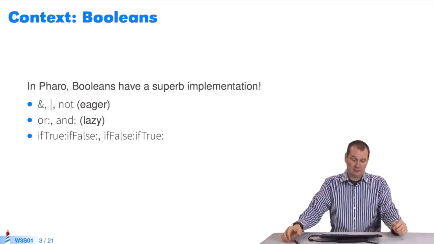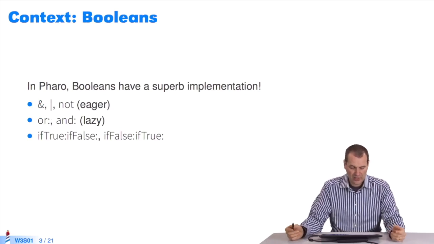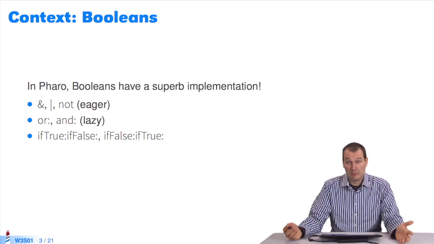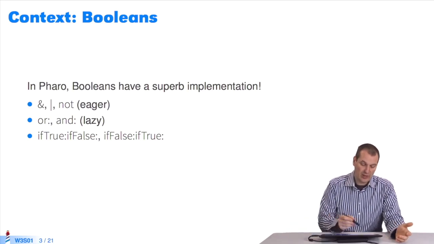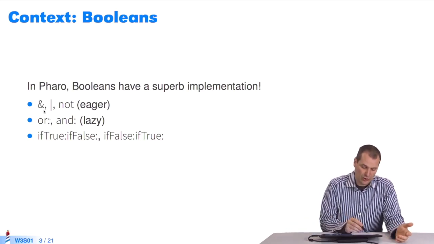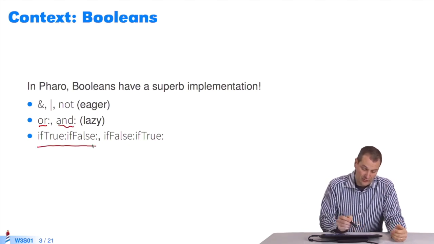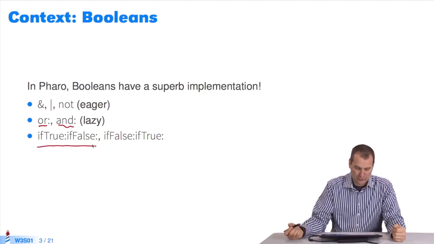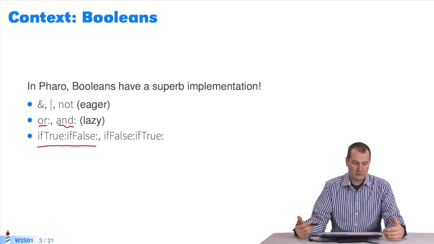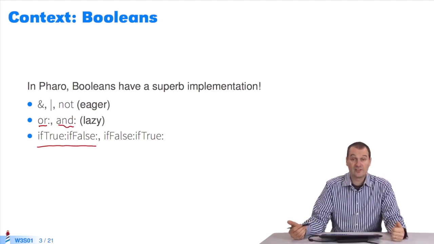Let's look at Booleans. Booleans in Pharo are the most basic stuff indeed. There are eager Boolean operators like AND, pipe, NOT. Lazy operators like OR, AND, with argument evaluation when necessary. There are also conditionals, which we will see in another course. So it's well implemented, but there's nothing amazing or specific.